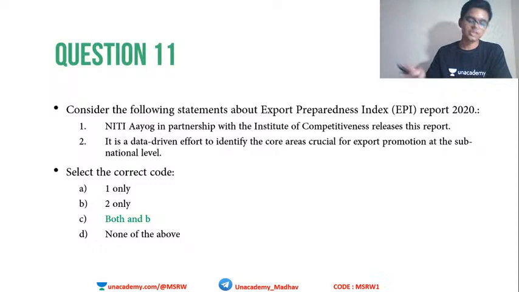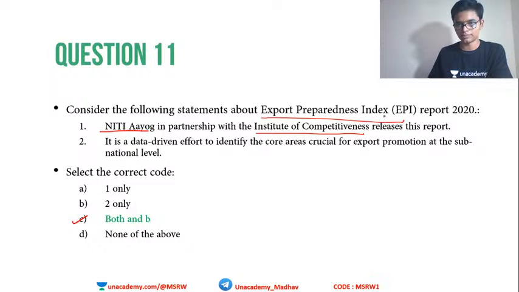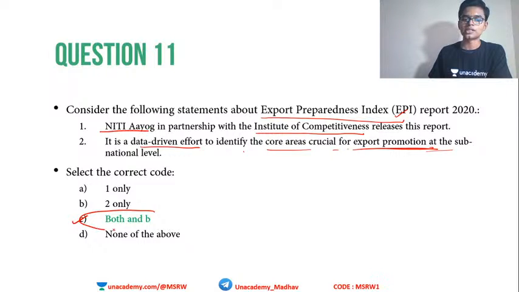Correct answer option C. Seema very good, Chandrakala also. Both the statements given are correct. Niti Aayog and Institute of Competitiveness together bring out this report, the Export Preparedness Index or the EPI. The second is also correct. It is a data-driven effort to identify the core areas crucial for export promotion at the subnational level. So both these statements are correct. Option C is the right answer.